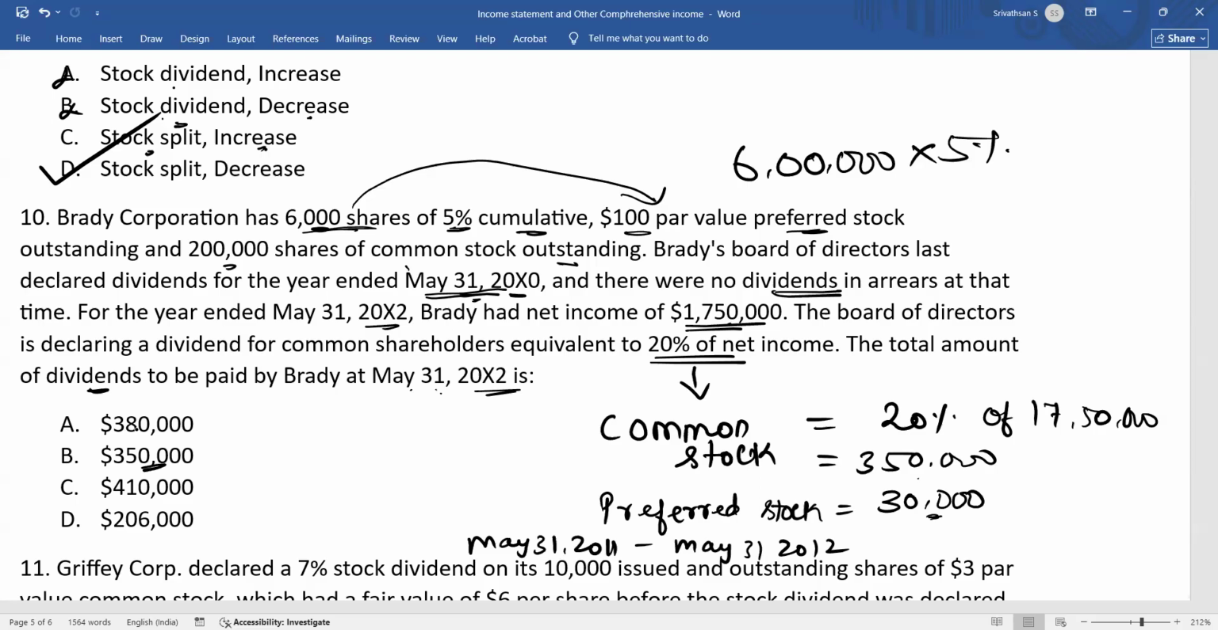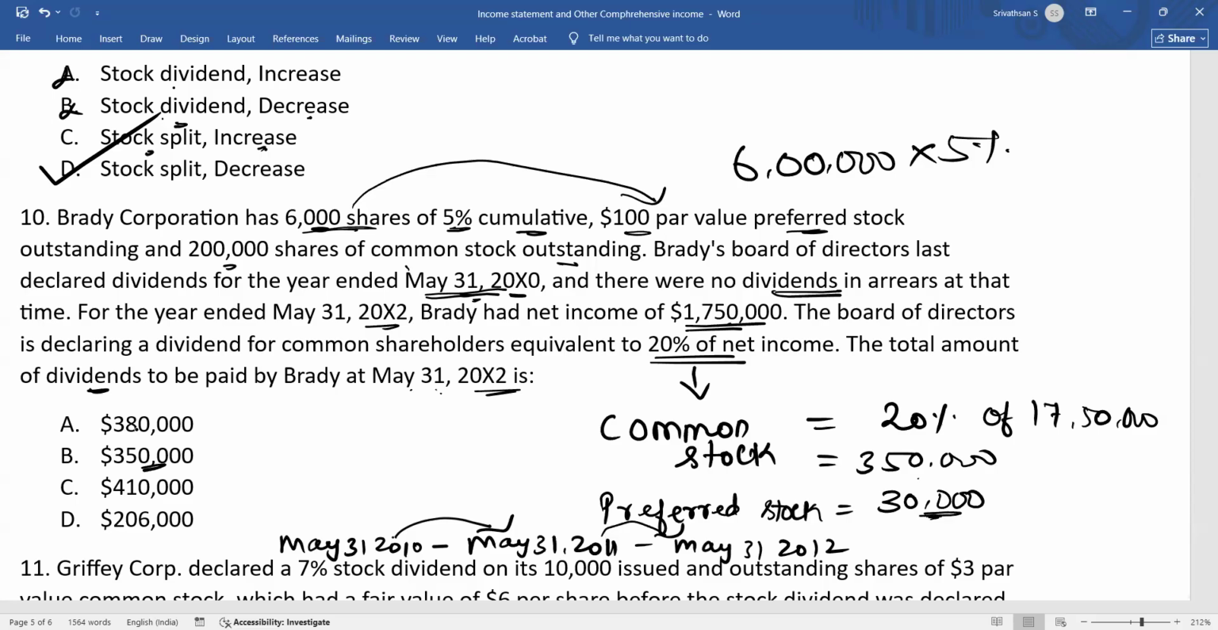But the company did not declare any dividend after 31st May 2010, which means the company did not pay any dividend from May 31, 2010 to May 31, 2011. So during this period, no dividend is paid. For this period, the company is paying a dividend of 30,000, right?